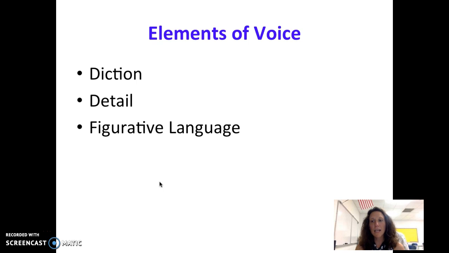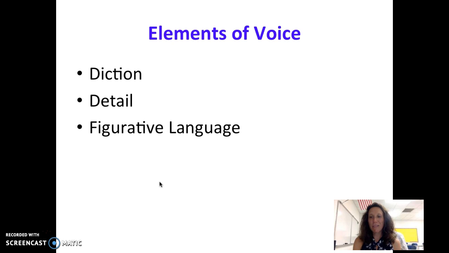The first three elements of voice are diction, detail, and figurative language. You're going to need to know what all three of them mean. Diction is word choice, the words that the author is choosing to use, and the author is making specific decisions about which words to use. Details are facts and observations that develop a topic. And figurative language is anything where the meaning is not literal. If you're not sure about what that means, don't worry. We're going to talk about it more later.